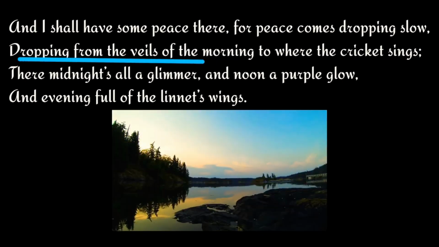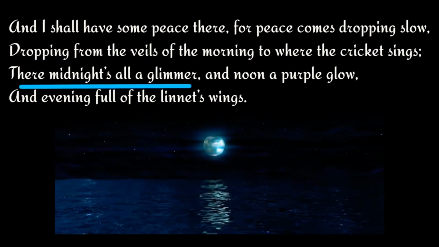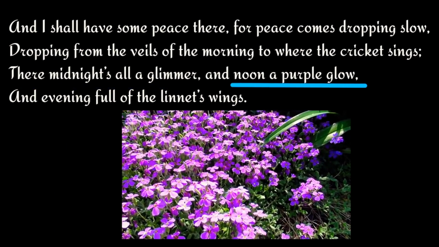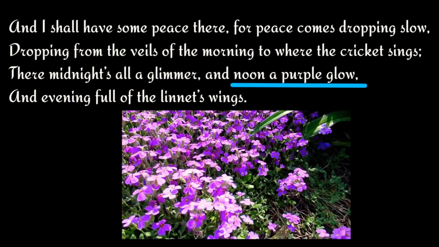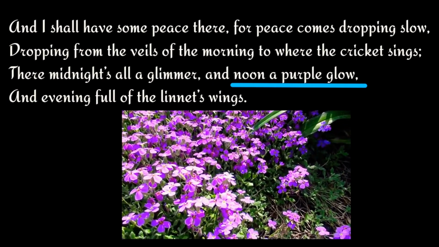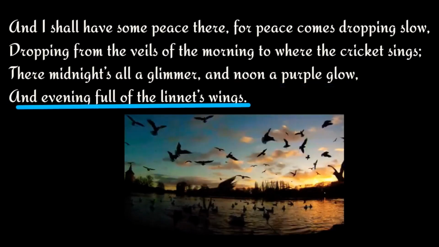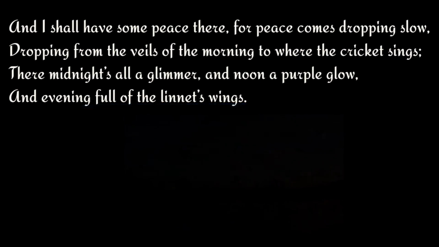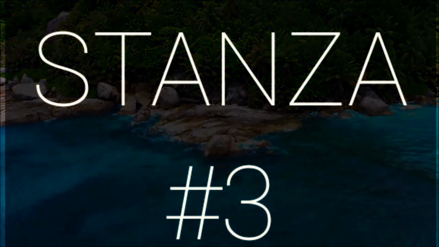He says that in Innisfree, morning is calm, midnight is bright with the shine of the stars and moon. At the same time, noontime has a bright purple glowing light, probably with purple flowers all around. The evenings on the island are made beautiful by the fluttering wings of linnets. Here comes stanza 3, which goes like this.